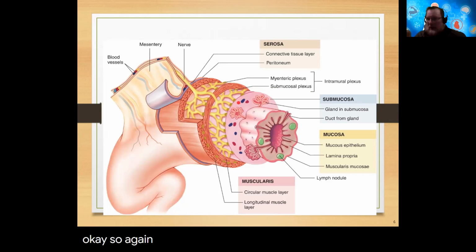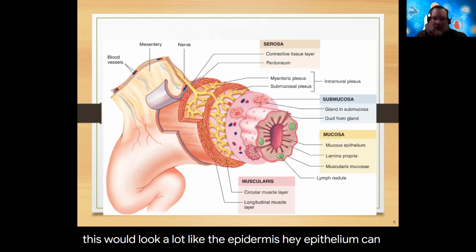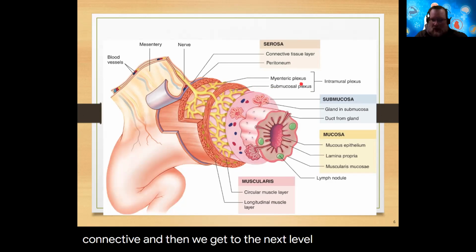Okay, so again, it looks a lot like the dermis of the skin, and this would look a lot like the epidermis. Okay, epithelium, connective, and then we get to the next layer called the muscular layer, and we do see kind of a double layer of smooth muscle tissue. We see more of a circular muscle layer and then longitudinal. So the direction of these muscle cells is going to be perpendicular to each other.